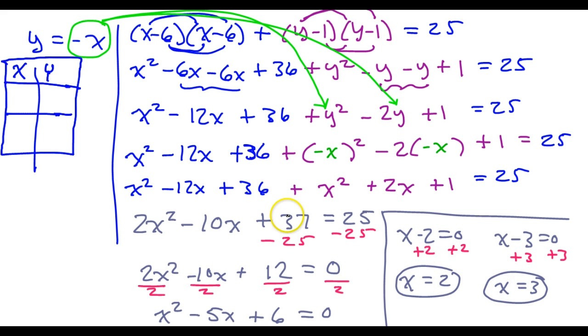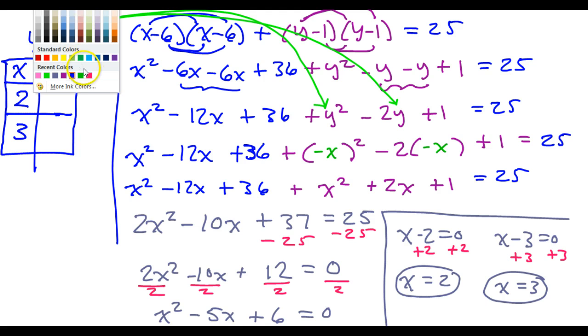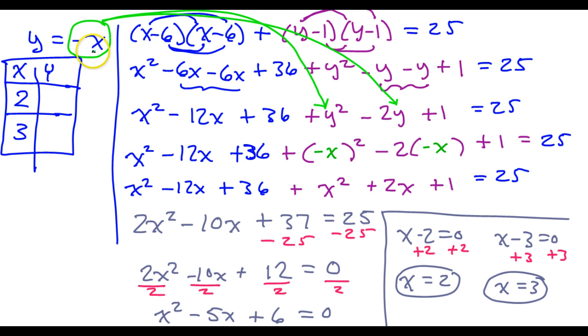Okay, so I have these two x values. X is 2, and I have an x value of 3. Now I need the y value that goes with it. And I'm just going to use this little equation right here. Alright, y equals the opposite of x. So if I substitute in 2, then that means y equals negative 2. It's just going to equal the opposite of whatever x is. And if I put in 3, then that's going to become negative 3.